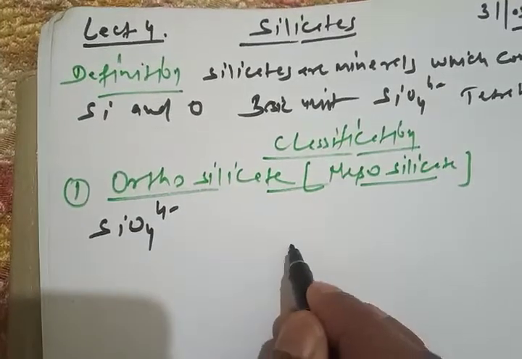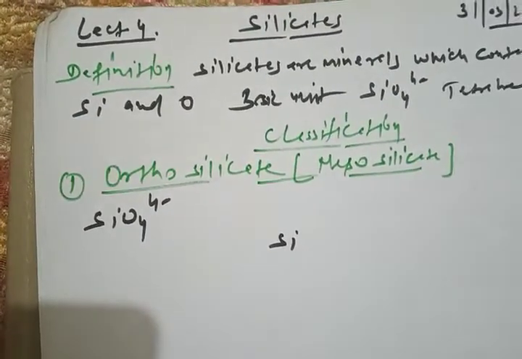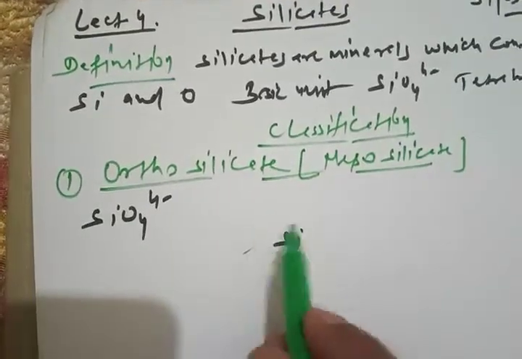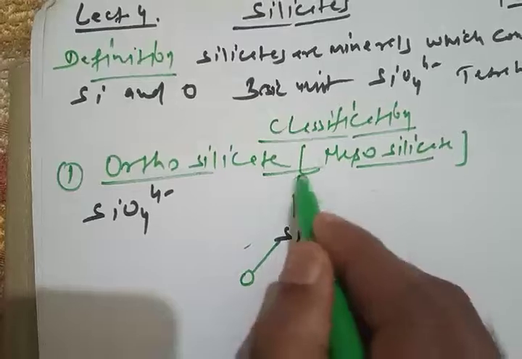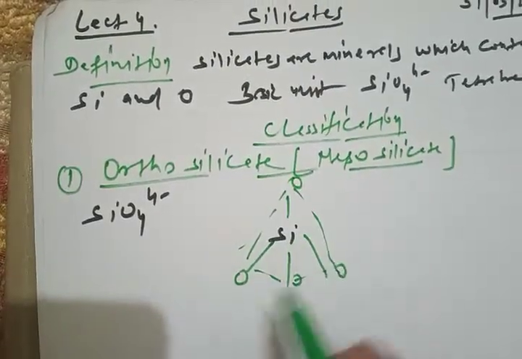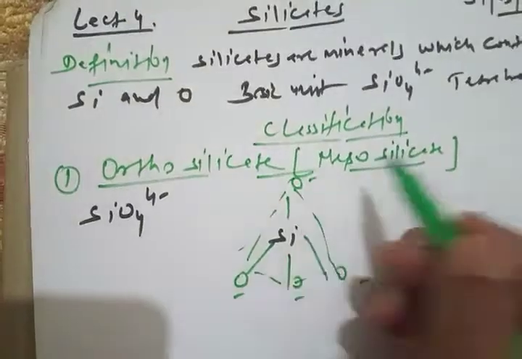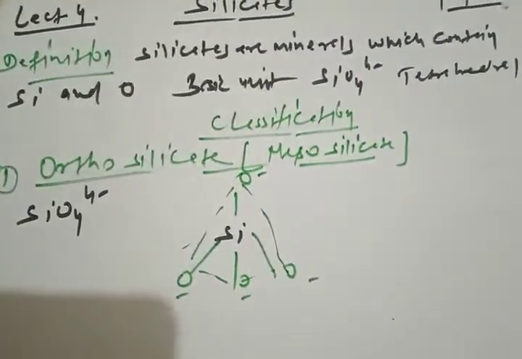So how will the structure be drawn? Si, then we have 4 oxygen atoms like this. So this is how they combine, with 4 negative charge. This is what SiO4 looks like in tetrahedral geometry.